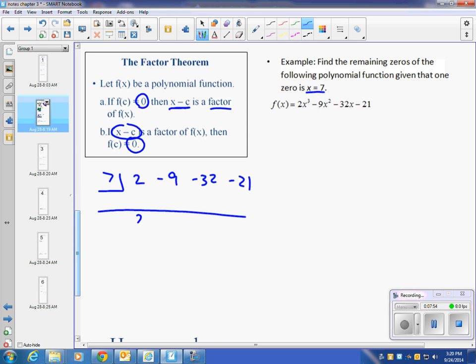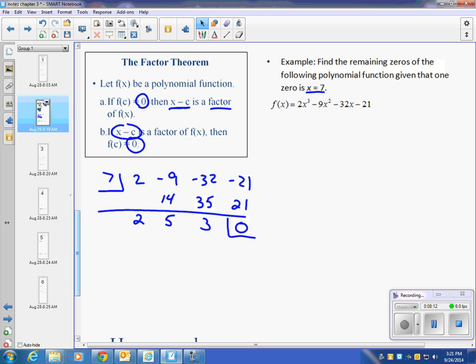Remember that 2 drops straight down. 7 times 2 is 14. 14 minus 9 is a 5. 7 times 5 is a 35. 35 minus a 32 is a 3. And 7 times 3 is a 21. We get a 0.